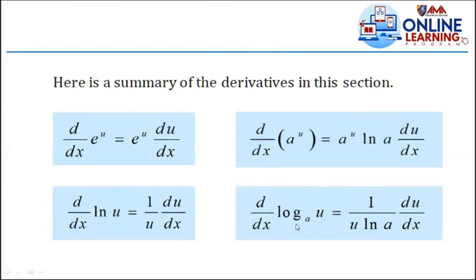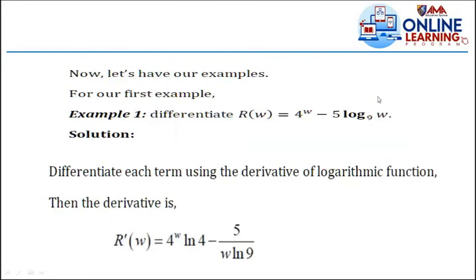Then another formula for the logarithm. The derivative of the logarithm of u to the base a with respect to dx is equal to 1 all over u ln a multiplied by du all over dx. So again, find our u, what's the value of our u, and then get the first derivative. So with that, we are now going to have our example. Now let's have our example.